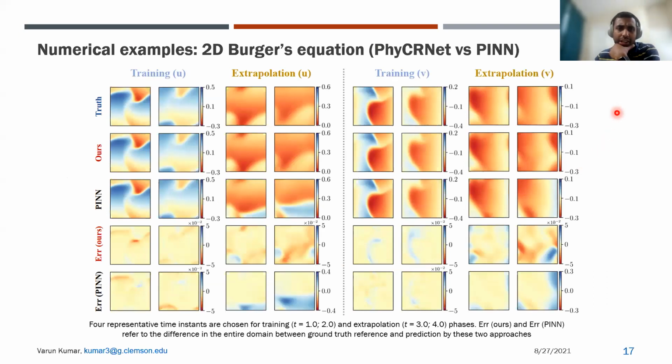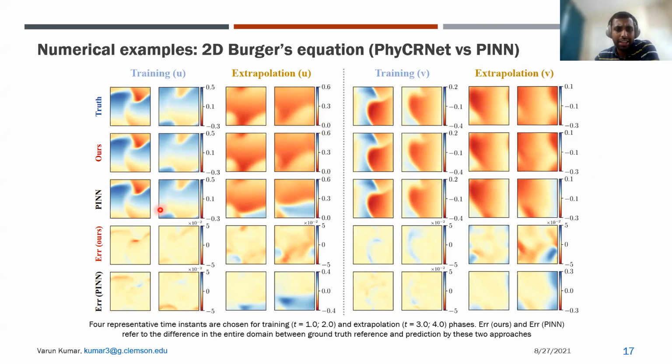So this slide shows the results, and they are trying to compare the ground truth, which is basically the result from numerical calculations, with their result from CRNet, and comparing that against PINNs. Each column is showing a time step. The first column is showing a time snapshot at t equal to 1 second. The second column, under the header training, and the third column actually is showing a time step at t equal to 2 seconds. And they're trying to show extrapolation at t equal to 3 and t equal to 4 seconds as well.